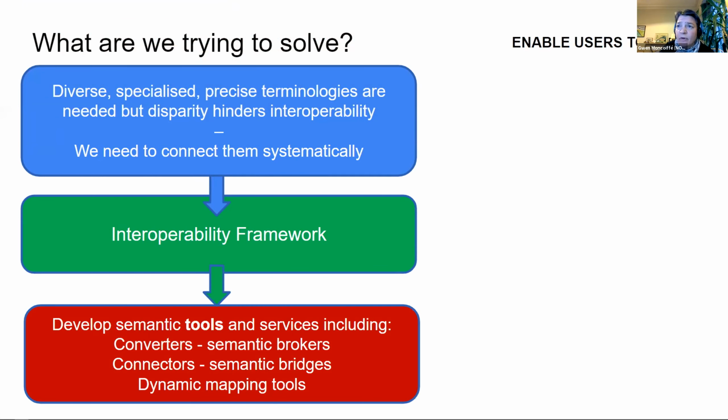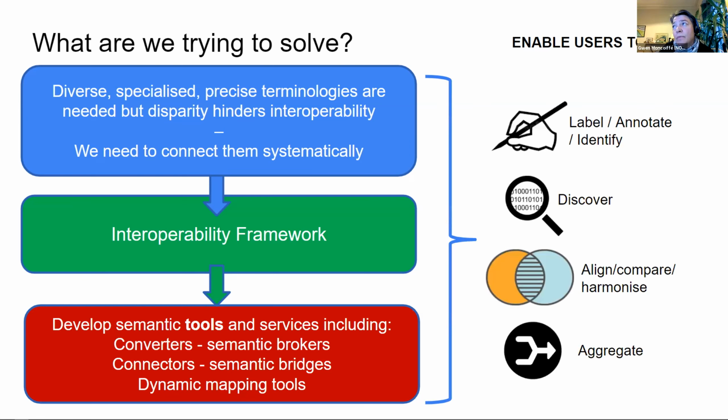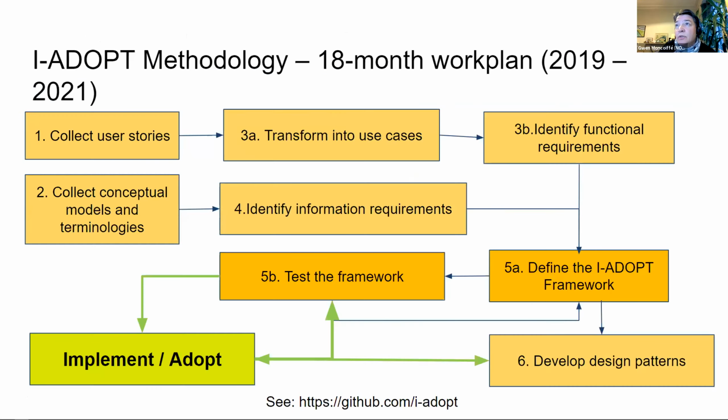And this interoperability framework will enable us to develop semantic tools and services that will then enable users to label, annotate, identify, discover, align, compare, harmonize, and aggregate data from different sources. So this was our methodology, our 18 months work plan. We started in October 2019.